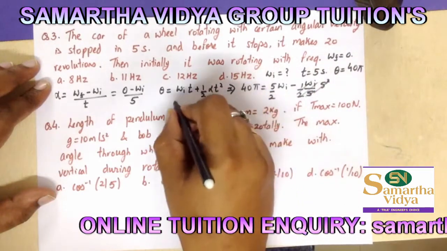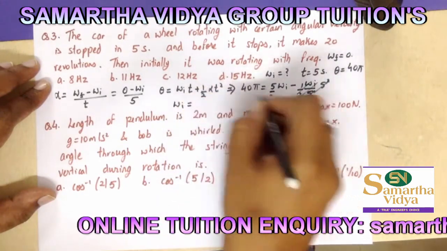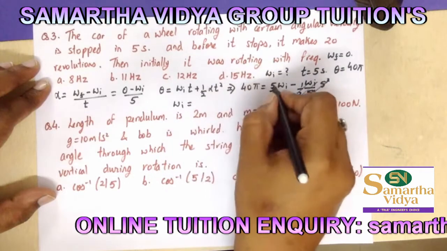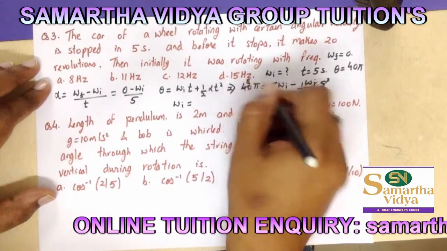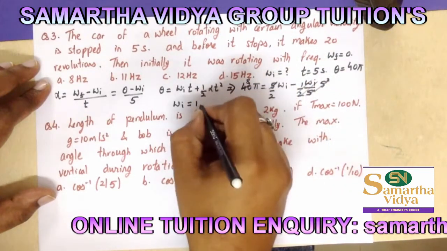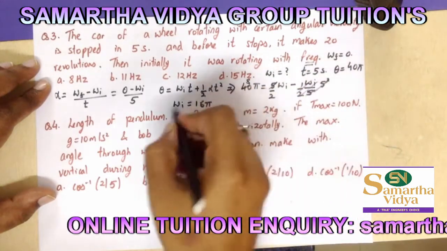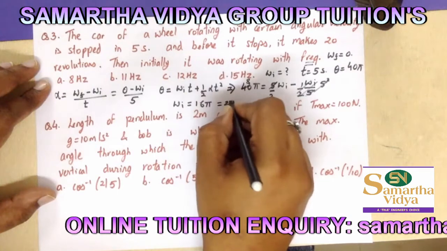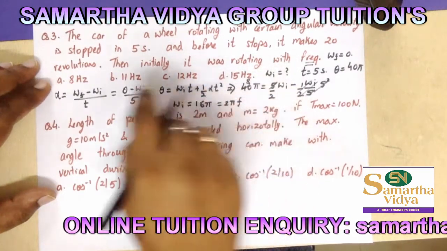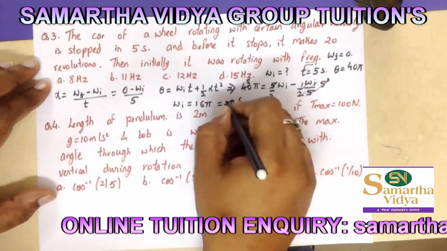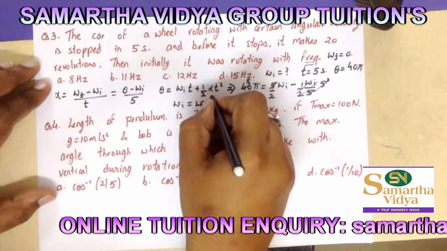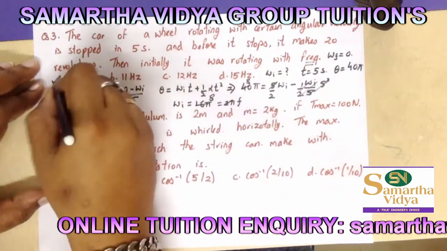So from here I'll be getting omega. Omega goes there, it becomes this: 5 eights are 40, this goes that side, so that is 16 pi. But I need to find the frequency. So omega is nothing but 2 pi f, since we are talking about frequency, which is in hertz. So this gets cancelled with this, and I get this as 8 hertz. So that's nothing but option A.